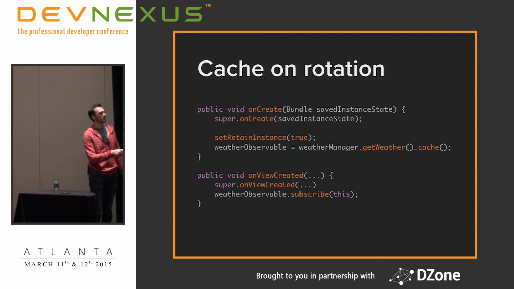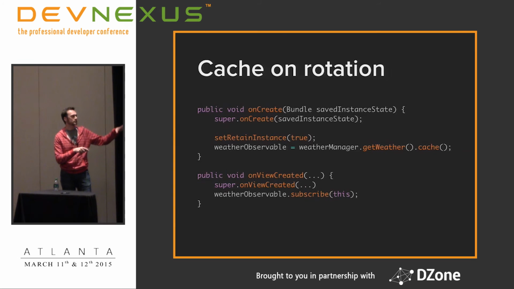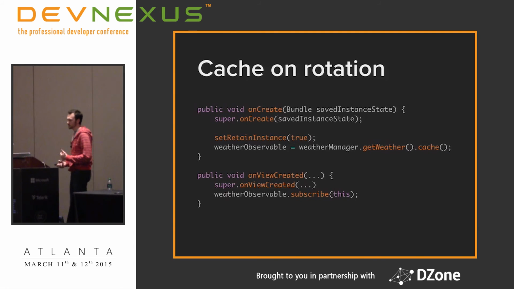So if you store a reference to this cache of this observable, when the view is created, it will subscribe to it and kick everything off because that cache has not been initialized yet. But if you rotate the device, onCreate won't be called again, so this doesn't change, but the view gets recreated. It's going to subscribe to this cache, which is already filled, and it will just spit right back out those values. You don't have to hit the network again. Cache is a nice operator for that.